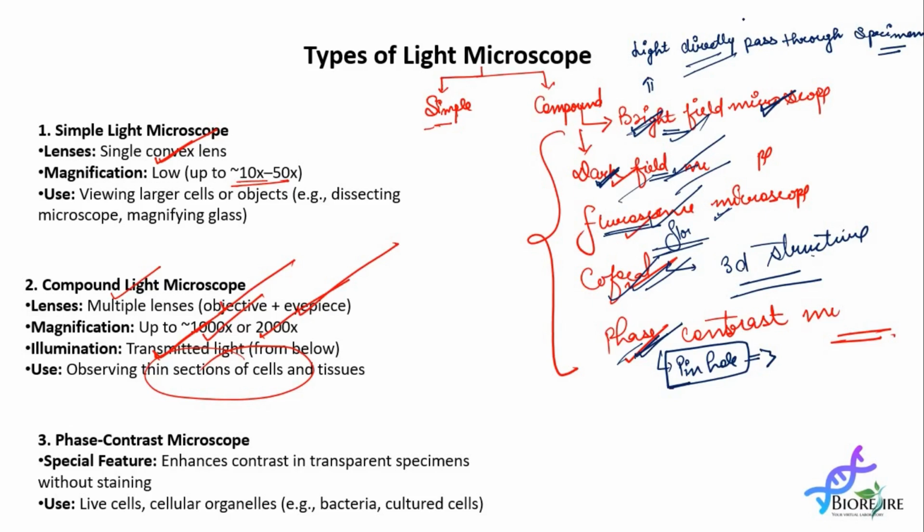In bright field, light is directly passed through the specimen. In dark field, we use a condenser. In the fluorescence microscope, we use a fluorophore molecule. In the confocal microscope, we use a fluorophore molecule along with the pinhole.